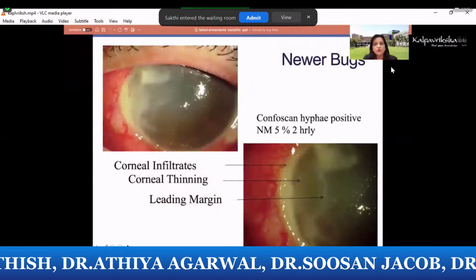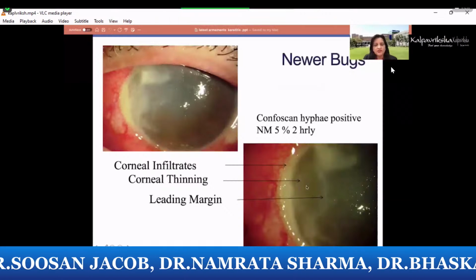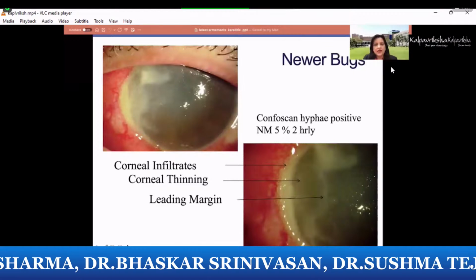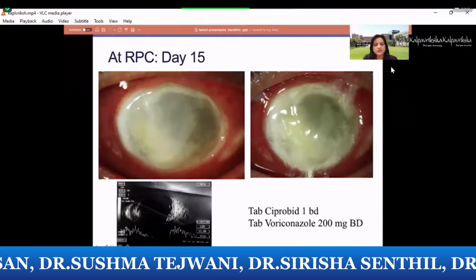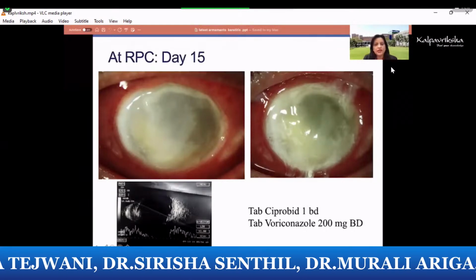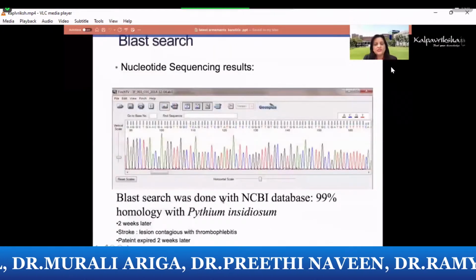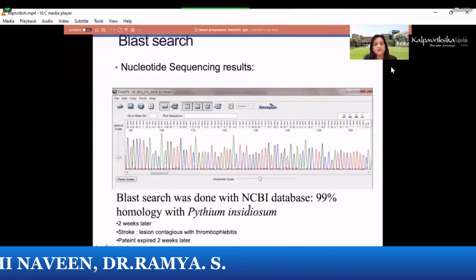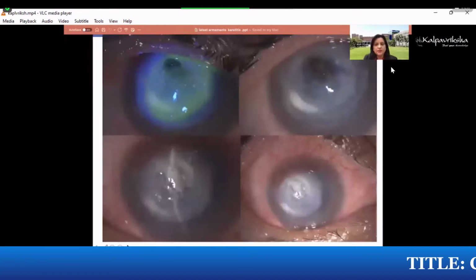Now, we've also been taken aback by the newer organisms that we have discovered. For instance, in this case of fungal keratitis with hyphae, which showed corneal thinning and guttering as well. And the patient also had bacteria, so was started on topical antibiotics as well as topical antifungals. But the patient had endophthalmitis, panophthalmitis, exenteration, and finally, when the BLAST search was done with the NCBI data, these are the newer organisms which we discover based on the nucleotide sequencing, and this is its advantage.